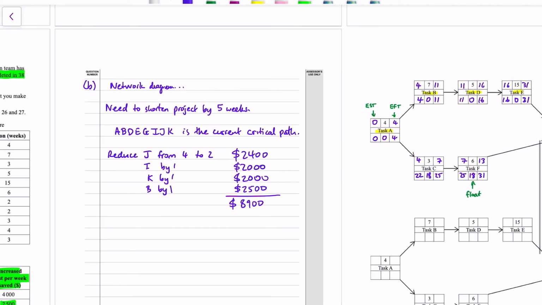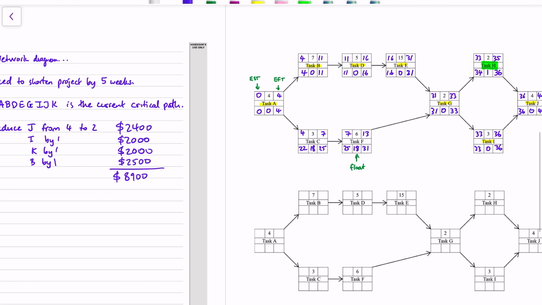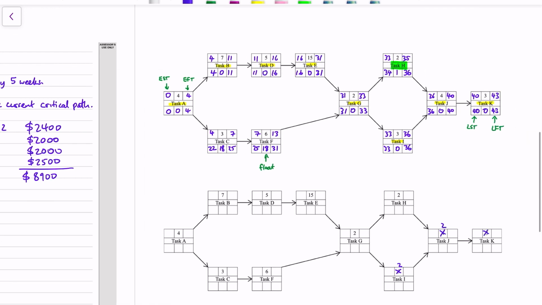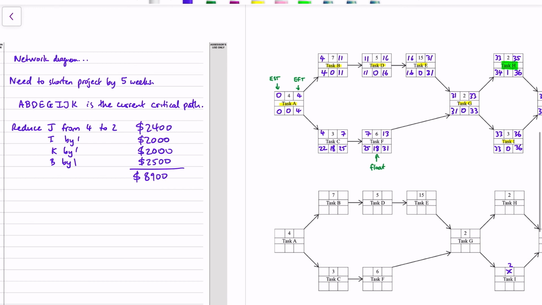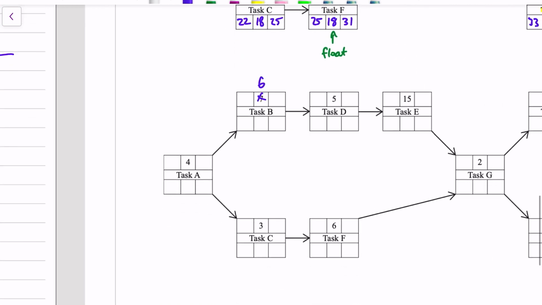And let's just chuck those numbers in. So J was going to go from 4 to 2. So cross there to make it 2. I is going to be reduced by 1. So it's currently 3, it will be 2. K is by 1. So it's now 2. And B by 1, so it's now 6. Let's do the forward pass and backward pass real quickly again.